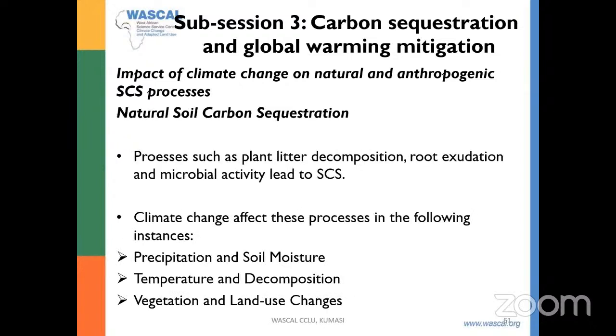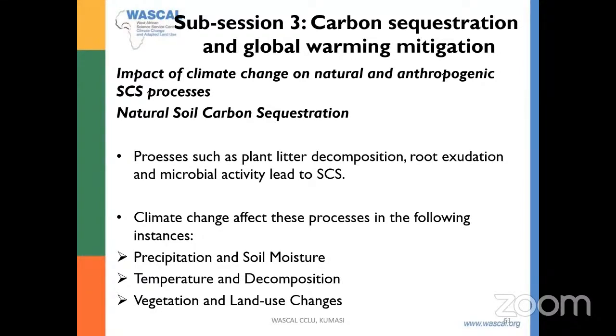And so this makes it a bit difficult to accurately say that this is what will happen due to climate change. Some of the natural soil carbon sequestration processes, such as plant litter decomposition, root exudation, and microbial activities, lead to soil carbon sequestration. And these are natural processes. The litter decomposition is natural. If you have a forest, you don't do anything to it. It takes place naturally. But because now we are influencing the activities, the natural processes need to be enhanced or facilitated so that we can catch up with the anthropogenic activities.